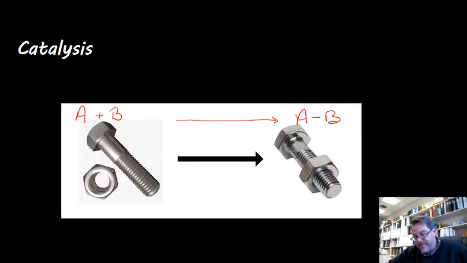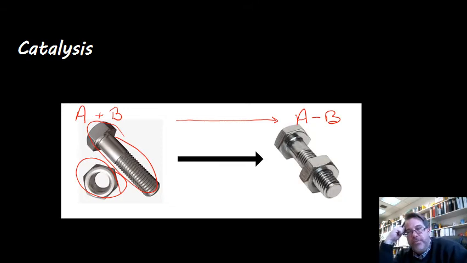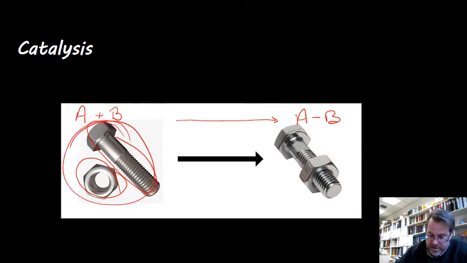Now, if you had a factory and there were, let's say, conveyor belts bringing in a whole bunch of bolts and a whole bunch of nuts, and you had people assembling the nuts and bolts into the pairs, the rate would depend on how quickly you could supply them with the nuts and the bolts. So the rate of the reaction would depend on the concentration of those two reactants, right?